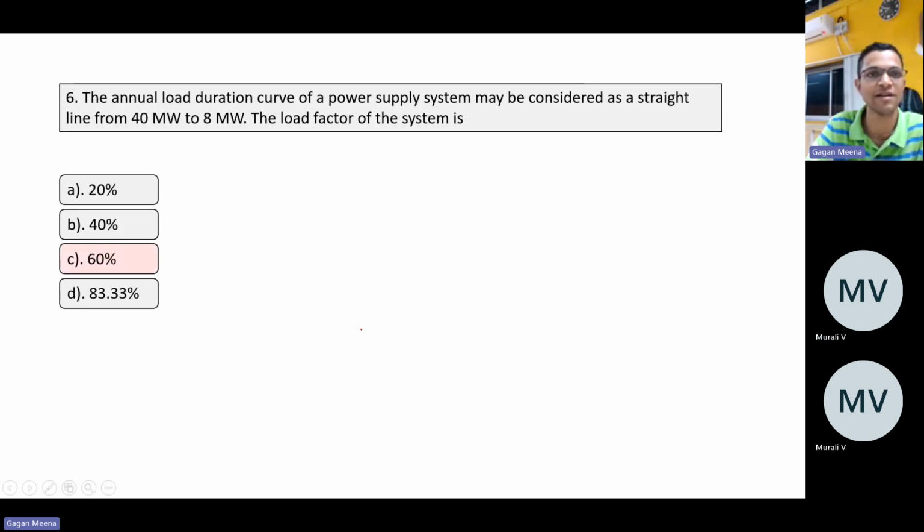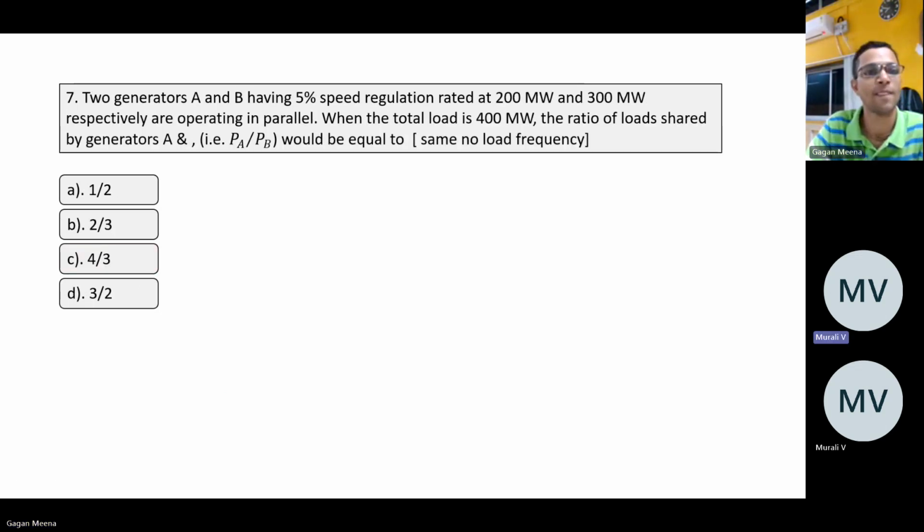We have discussed the sixth one, right? Let us move to the 7th. Two generators, A and B, have speed regulation of 5%. Same droop, rating is in the same ratio, proportionate to the capacities. Yes, correct, 2:3 ratio, so rated at 200 and 300 megawatt.